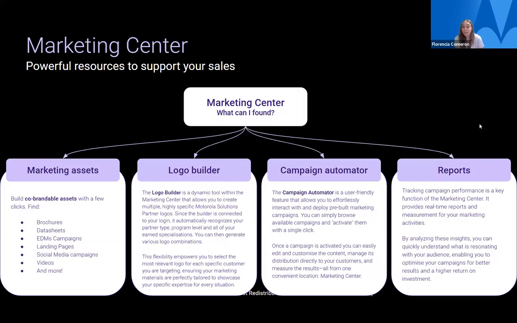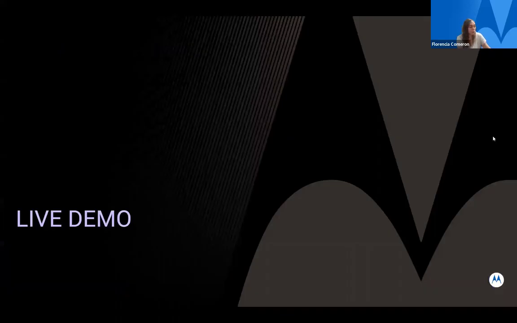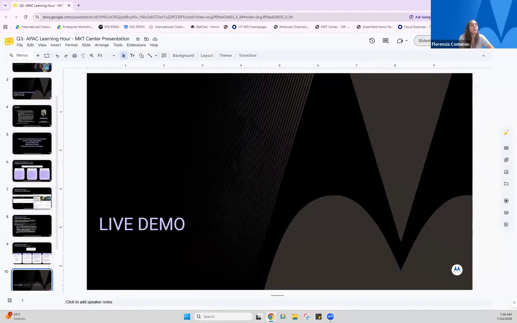Then we have the campaign automator. We will go to the live demo here. That's what I told you about this system where you can send and track performance on the campaigns that you want. And then, of course, the reporting on the things you do. Let's jump into the system.